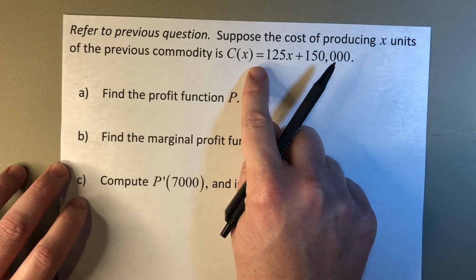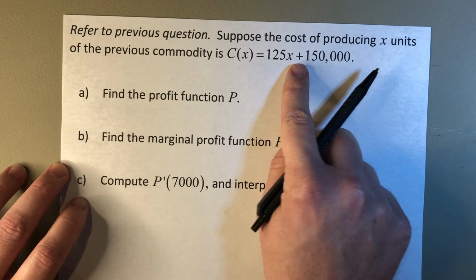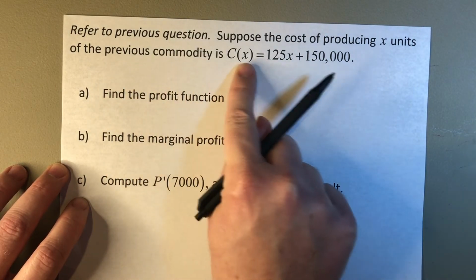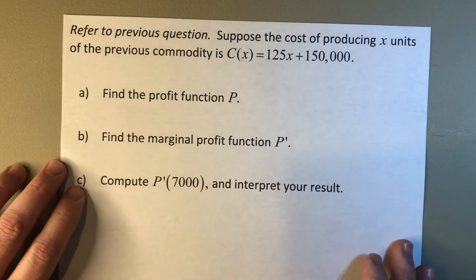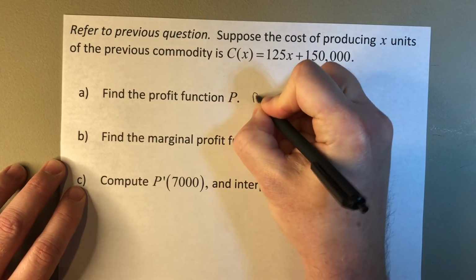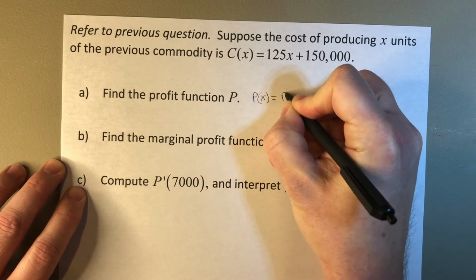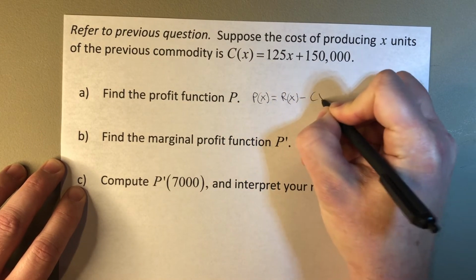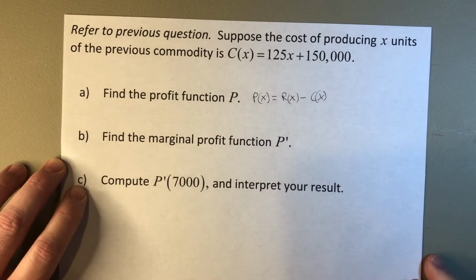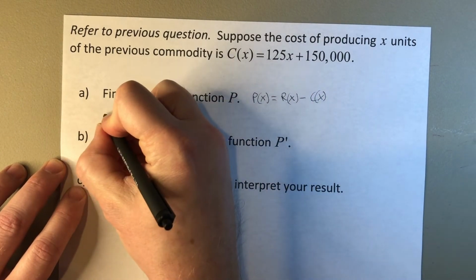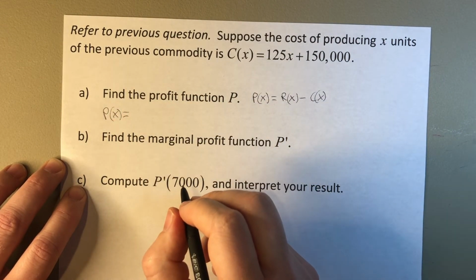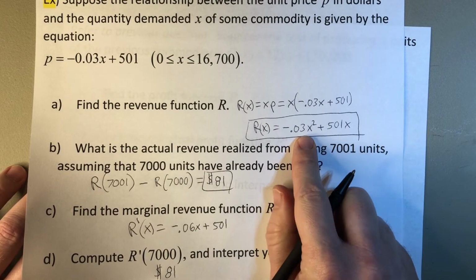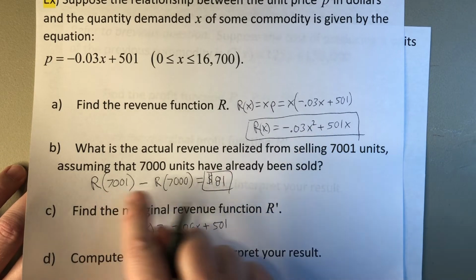And now we're told the cost of producing X units of the previous commodity is C of X equal to this. And the first thing we're trying to do is find the profit function P. Well, remember, P of X is equal to what? It's always equal to revenue minus cost, okay? So, well, in this case, P of X then would be equal to what? So refer to the previous example. All right, previous example, we had what? There is R of X. Remember that? That's the one we need to use, right, for this question?